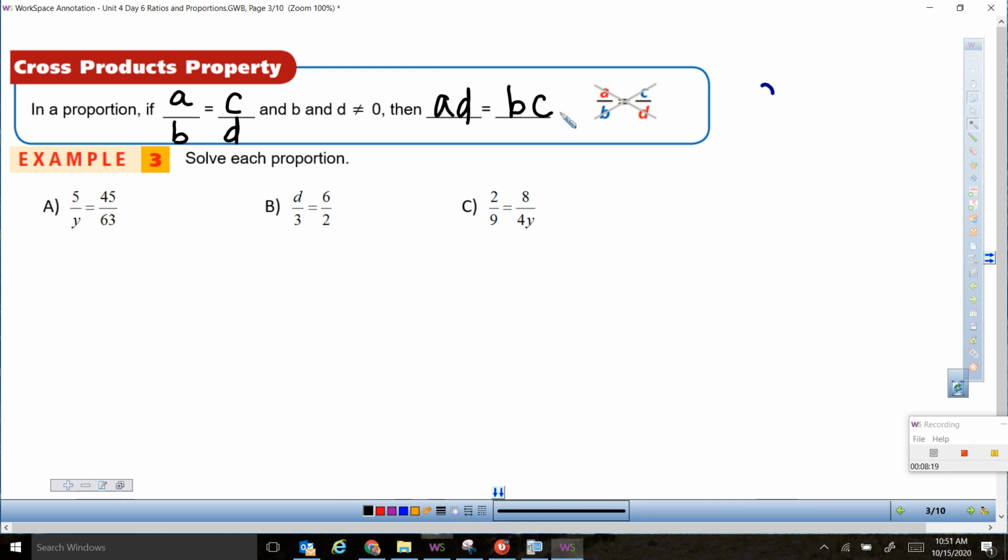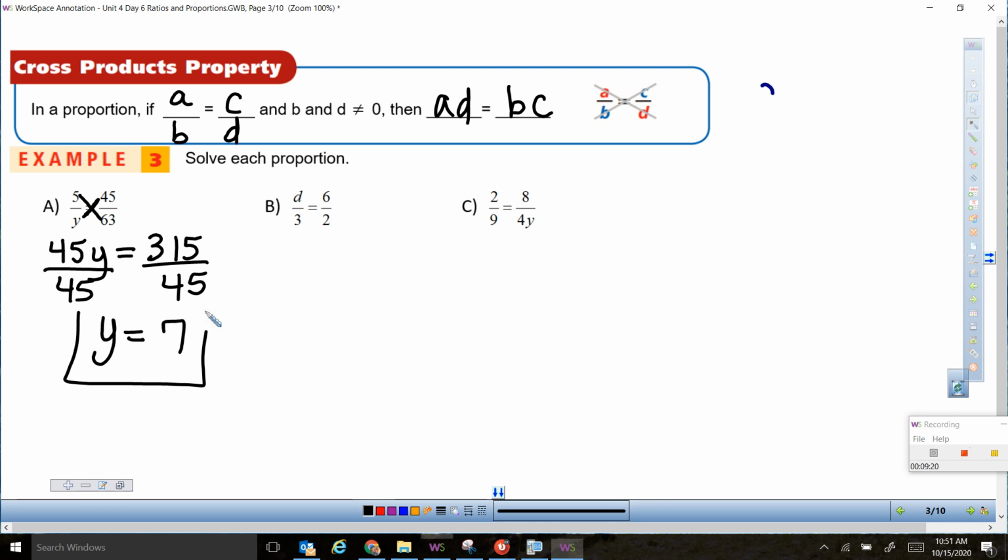Example 3 says solve each proportion. I know this is a proportion because I have a fraction equal to a fraction. So to solve a proportion, you find your cross product. Multiply this diagonal: y times 45 is 45y. Set it equal to the other cross product. What is 5 times 63? 315. Solve for y. How do I get rid of the 45? Divide both sides by 45. Y equals 7. So to solve a proportion, you multiply the diagonals and set them equal.